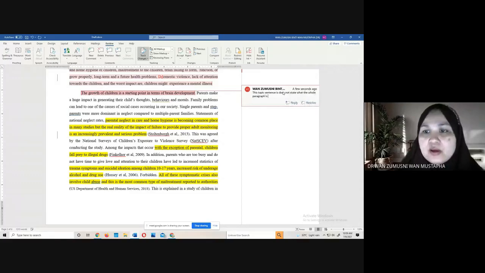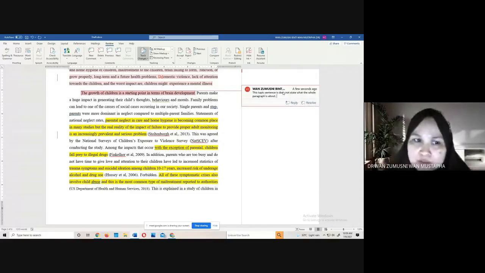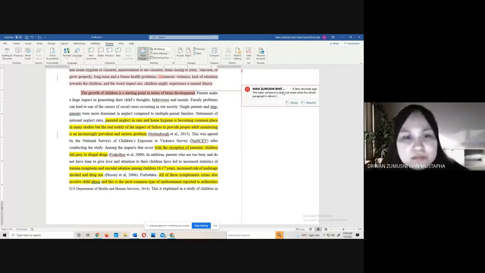Your essay, your title is about parental neglect, the impact of parental neglect to children. But the first body paragraph is about the growth of children is a starting point in terms of brain development. It's not relevant. Okay? Your points in your body paragraph, you mention parental neglect in the form of home hygiene, in the form of parents who take drugs. And another point is parents are too busy.